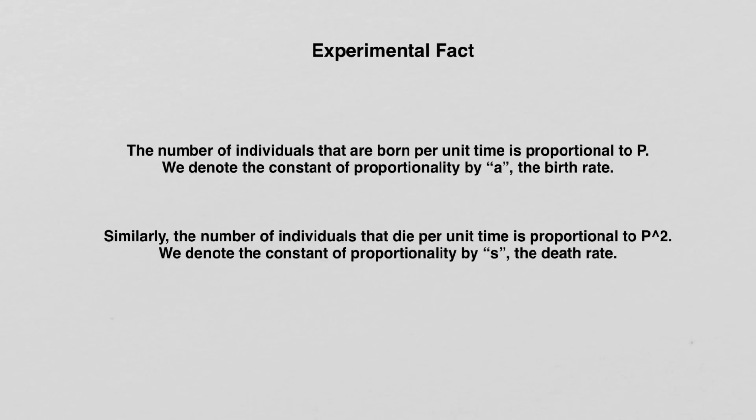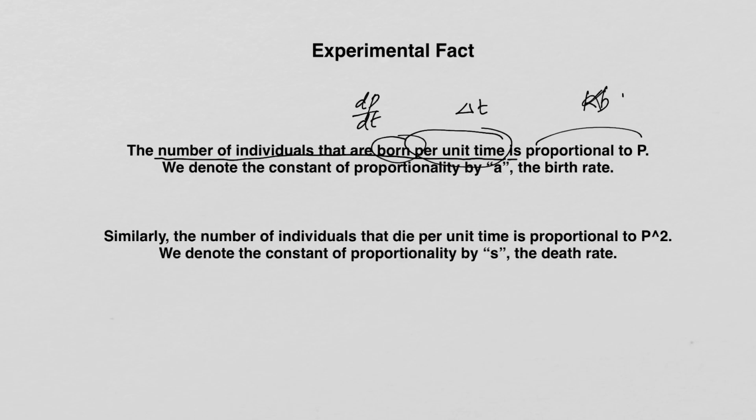So for our logistic model, one experimental fact is we are assuming here that the number of individuals that are born per unit time. So this is a rate of change, right? So per unit time, what's the number of individuals that are born, okay? That expression is proportional to P.